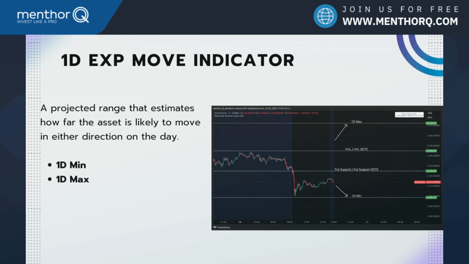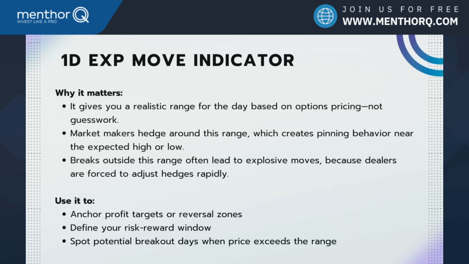All right. The next level we're going to go into is a very, very important one, and it's one of the key indicators that we provide, which is our one-day expected move indicator. It tells you an estimated range of how far the asset is likely to move in either direction. So we have our one-day max and our one-day min. Why is this important? Because this is a volatility indicator. It can tell you how far the market can go, and also where you could potentially plan a trade, or if you are in a trade, how you can use those levels as your trade management tool or stop loss tool.